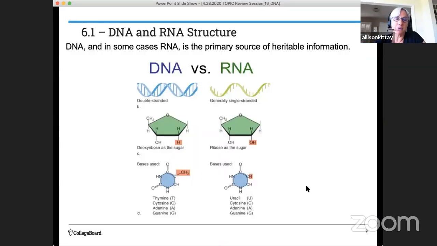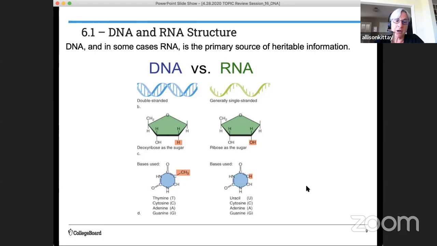So first of all, just reviewing DNA and RNA structure and understanding that DNA and in some cases RNA is the primary source of heritable information. In general, DNA is going to be double-stranded compared to single-stranded RNA. Now, there are many different types of RNA, and there are some that are double-stranded. There is only one type of DNA.